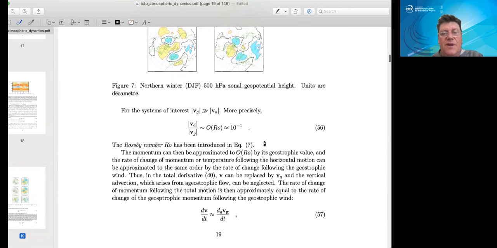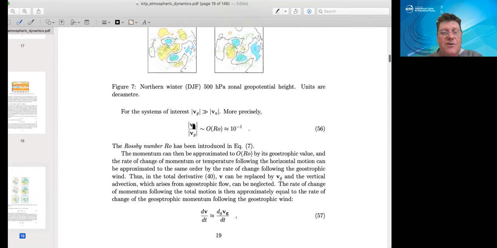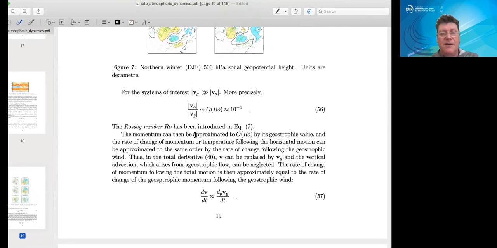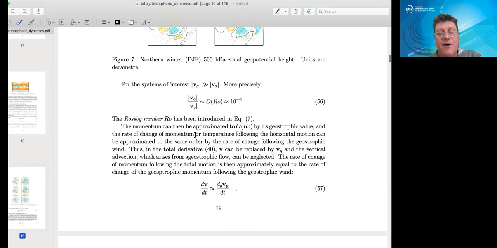Then, as I just said, the ratio of magnitudes of ageostrophic and geostrophic wind scales as the Rossby number, which should scale as 10 to the minus 1. So the ageostrophic wind should be one order of magnitude smaller than the geostrophic wind. We have made use of this property already in principle by identifying that the divergence is also one order of magnitude smaller than the vorticity, which is approximately the geostrophic vorticity.